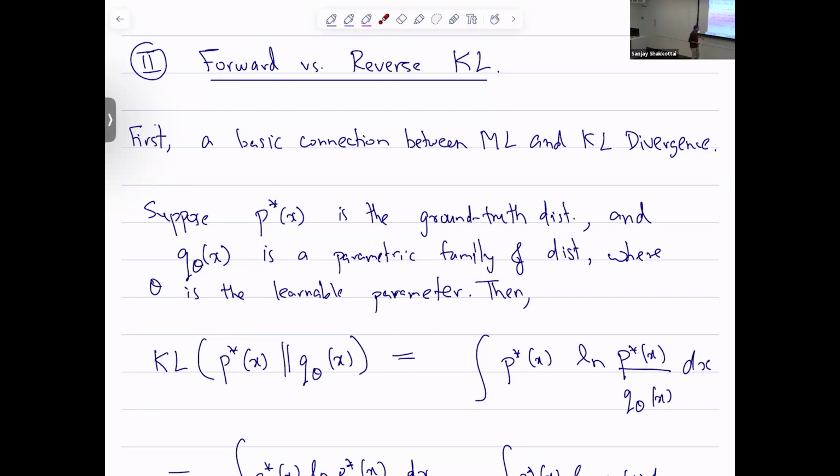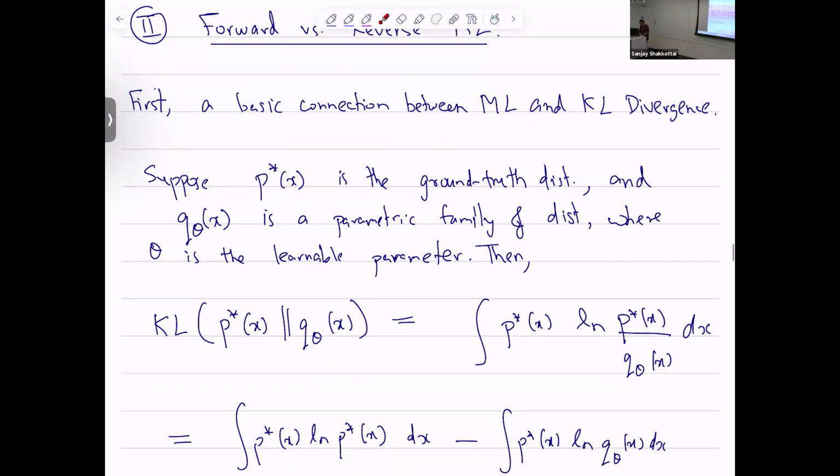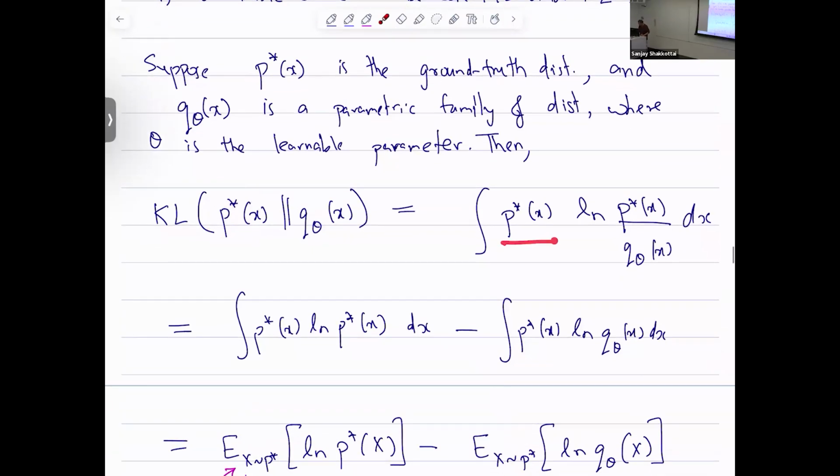What I mean by the forward KL divergence is the following. Suppose P star is a ground truth distribution and Q theta is some parametric family of distributions that your model will generate, where theta is a learnable parameter. Then what is KL of P star and Q? It's nothing but the integral of P star log of P star by Q. Let's write this as P star log P star minus P star log Q.